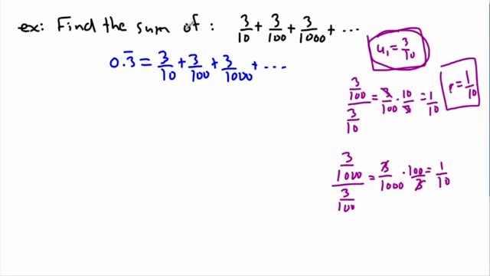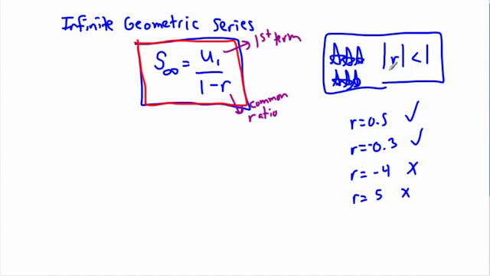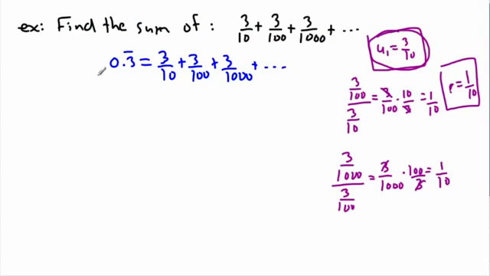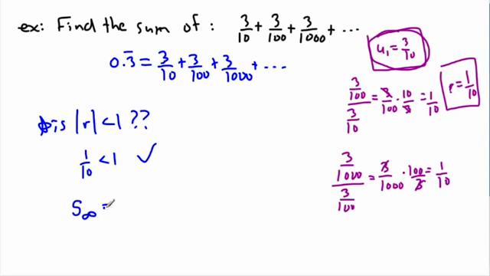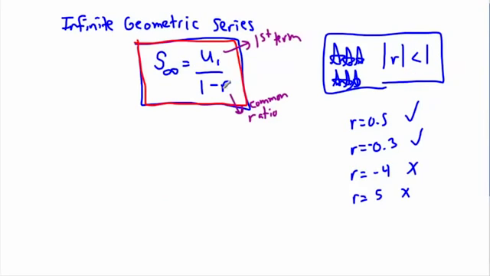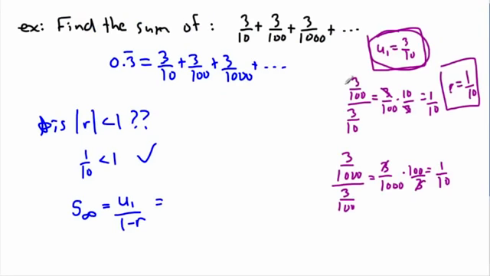In order to do the infinite geometric series, I have to double check that the absolute value of r is less than 1. Is the absolute value of r less than 1? Well, r is 1/10, and 1/10 is indeed less than 1. So yes, that means I can do it. Therefore, I'm in business. S infinity equals u1 over 1 minus r. That was the equation, so it's really easy. Then it's just u1, which is 3 over 10, divided by 1 minus r, which is 1 over 10.